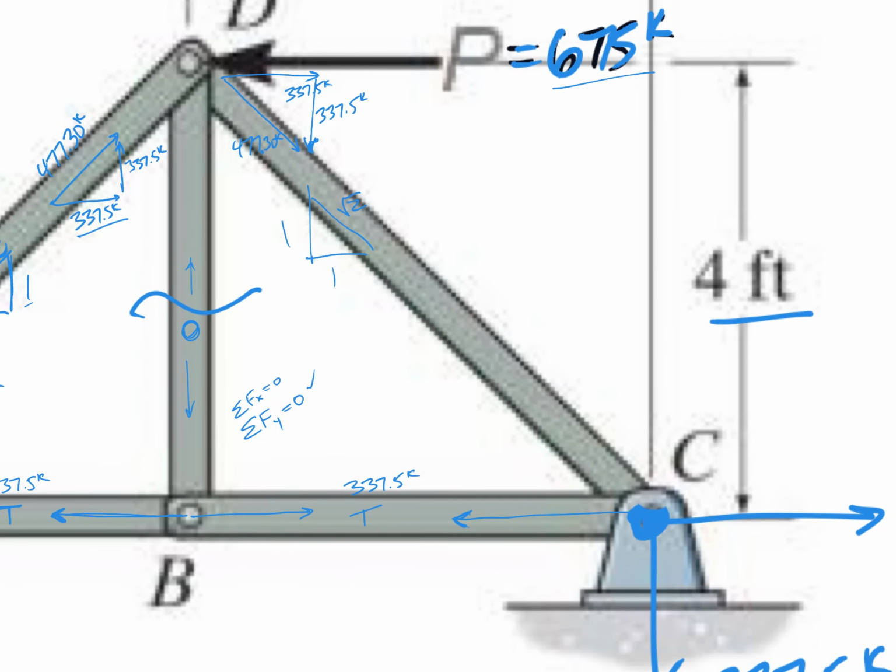Okay, which means I've got the same thing over here, 477.30 kips. And I got, which boils down to a 337.5 kips and a 337.5 kips. So these are both pulling, so this whole thing is in tension.